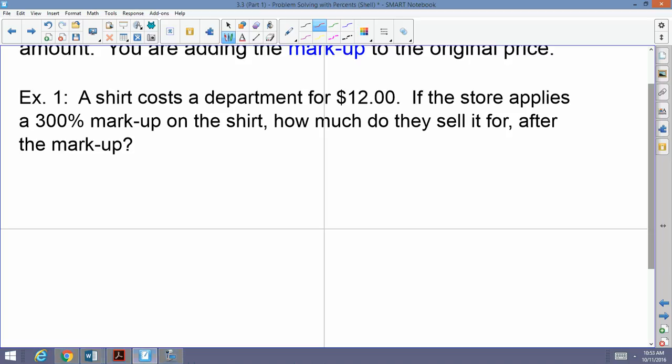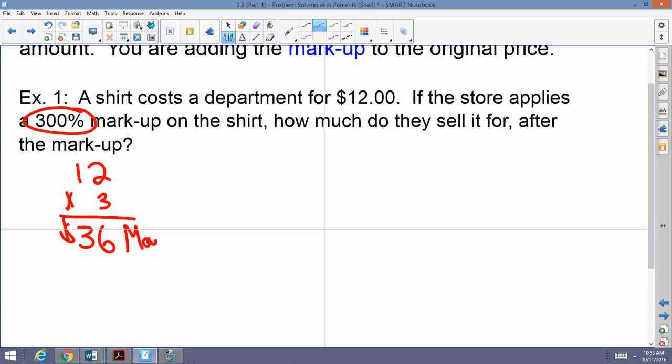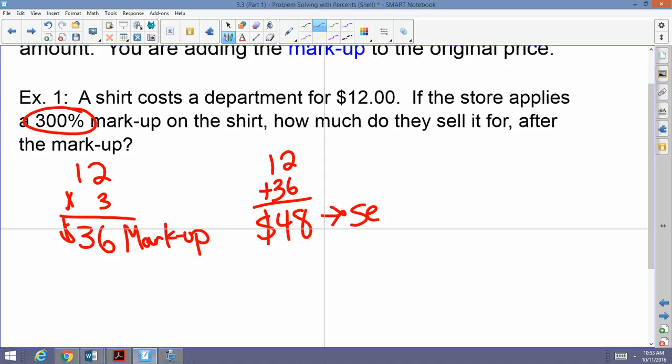After the markup. The old way, the way you learned in middle school, you would have gone, okay, 12 times 300% is 3, so that's $36. That's my markup. That is what they are adding to the cost to make money. So your final price would be $12 plus the 36 markup. So you pay $48. That's my selling price. It's not a sale price. A sale price is after a discount. This is the selling price. This is what they're going to charge you and me.